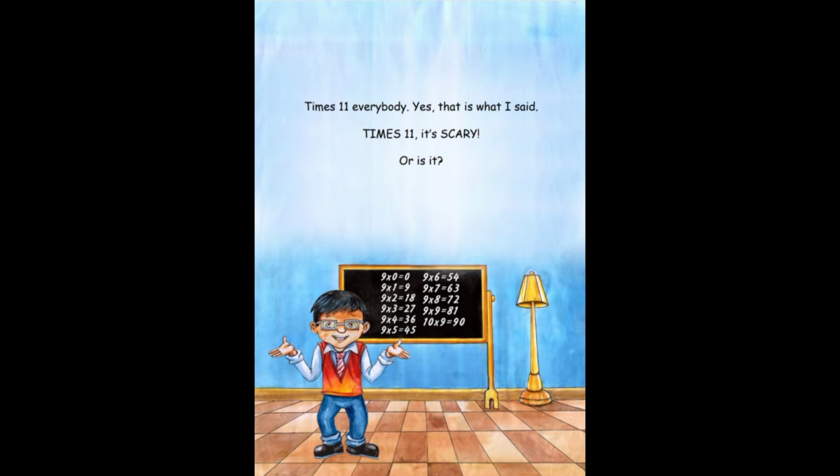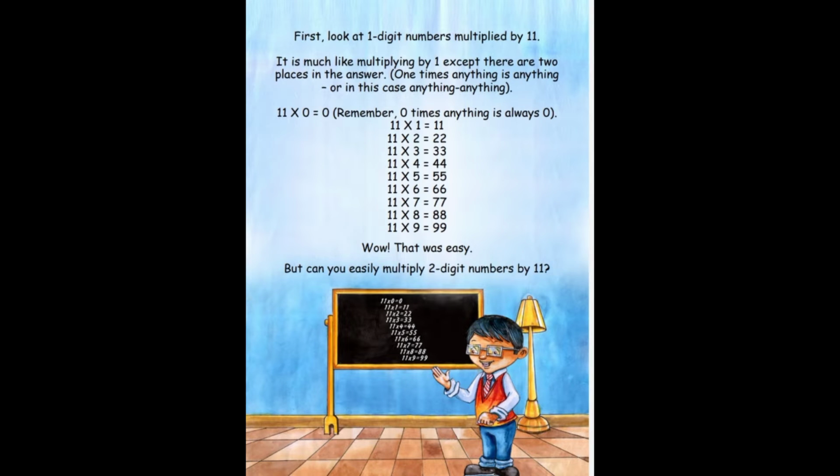Times 11 everybody, yes, that is what I said, times 11. It's scary, or is it? First, look at one-digit numbers multiplied by 11. It is much like multiplying by 1 except there are 2 places in the answer. 1 times anything is anything, or in this case, anything anything. 11 times 0 equals 0. Remember, 0 times anything is always 0.